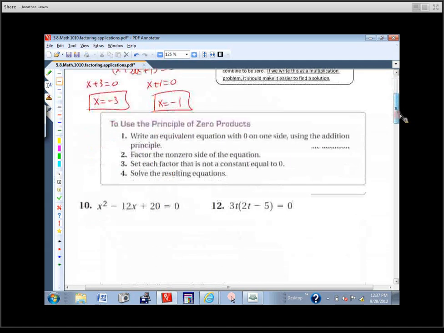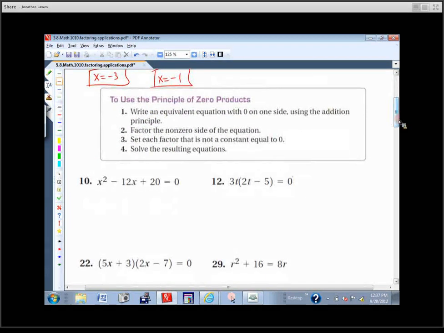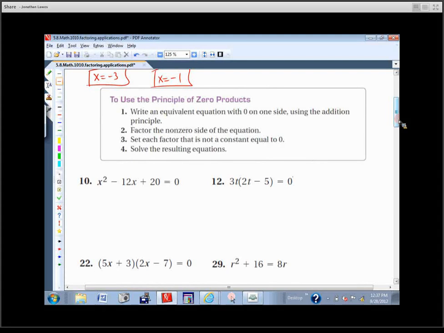All right. So there's a quick little technique for using the zero property of multiplication in order to solve these equations. Write the equivalent equation with a 0 on one side. That basically means we always want to be comparing to 0 because there's no multiplication property of negative 5 or something like that, or 8r, as is the case right here. So we always want to set it equal to 0. Factor the polynomial, set each factor equal to 0, and then solve the resulting equations.